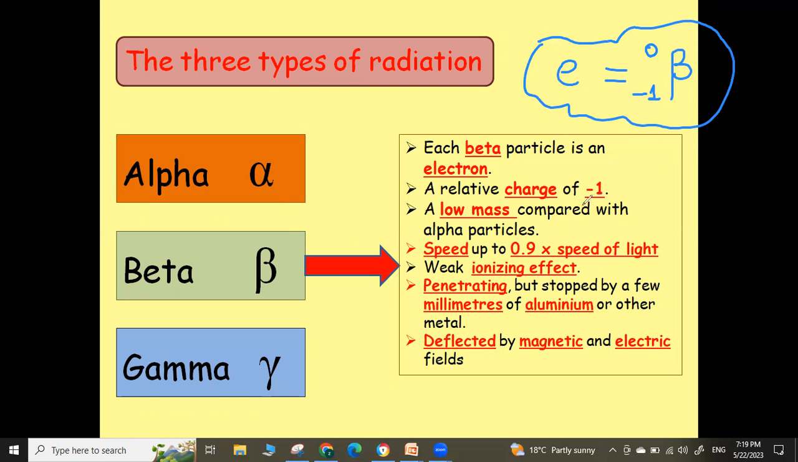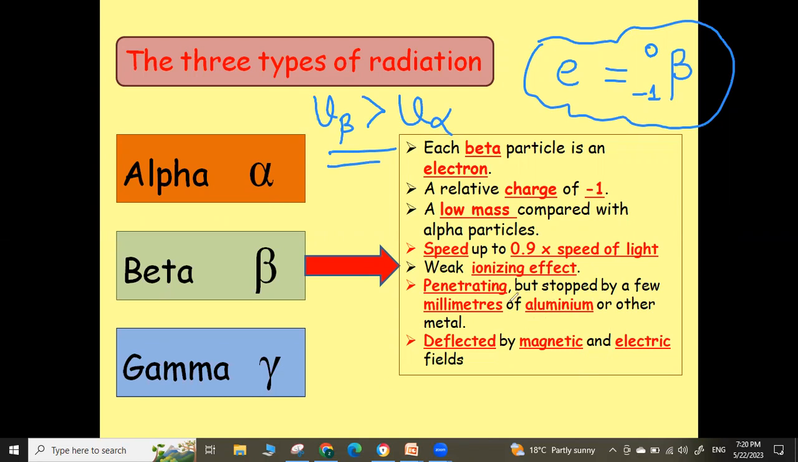The relative charge of a beta particle is -1 because it's equal to an electron. It has a low mass compared with alpha particles, and we will neglect that very small mass in questions. And the speed of beta particles is 0.9 times the speed of light. So that means the speed of beta particles is 9 times greater than the speed of alpha particles.